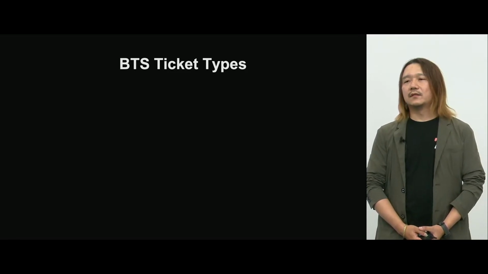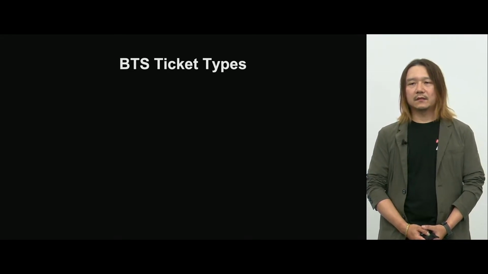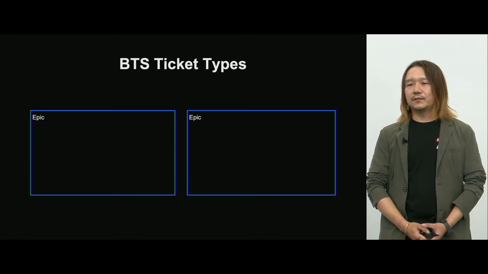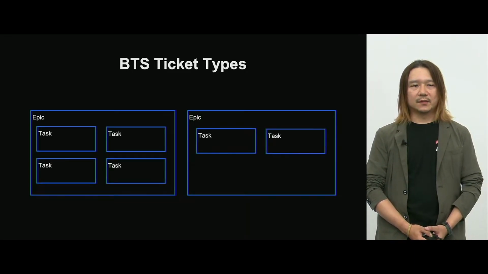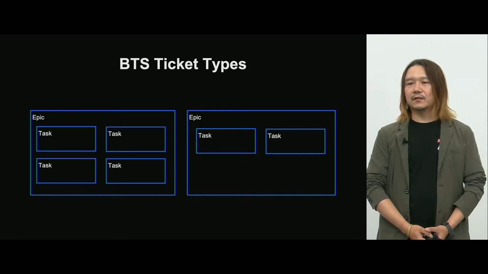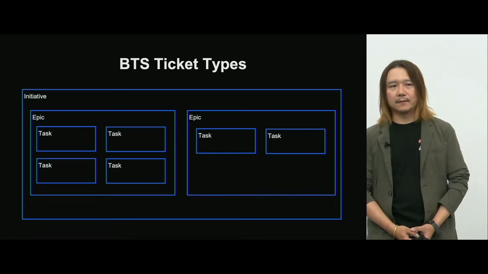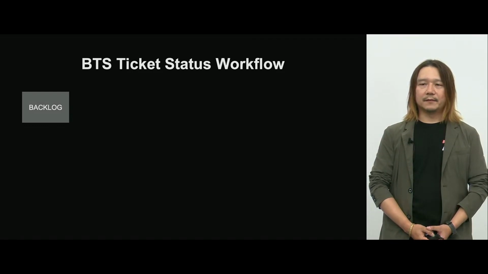There are different types of Jira tickets, and the usage of each ticket type is clarified. The ticket types have a hierarchical structure. The epic is created per product, and the necessary tasks use the task ticket. And multiple epics get together by using the concept of initiative. The ticket status workflow is also defined like this.